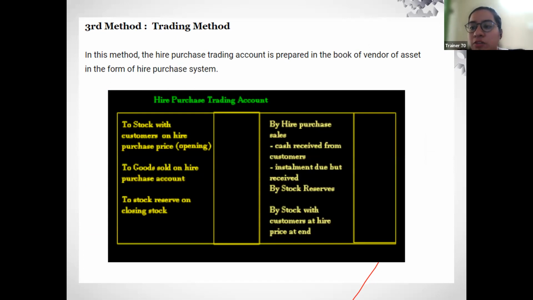The third method is known as the trading method. Now what happens over here? What do you have to do in this method? You don't have to open any account. Ledger accounts you are not concerned with. Here you prepare a trading account. What do we do in the trading account?